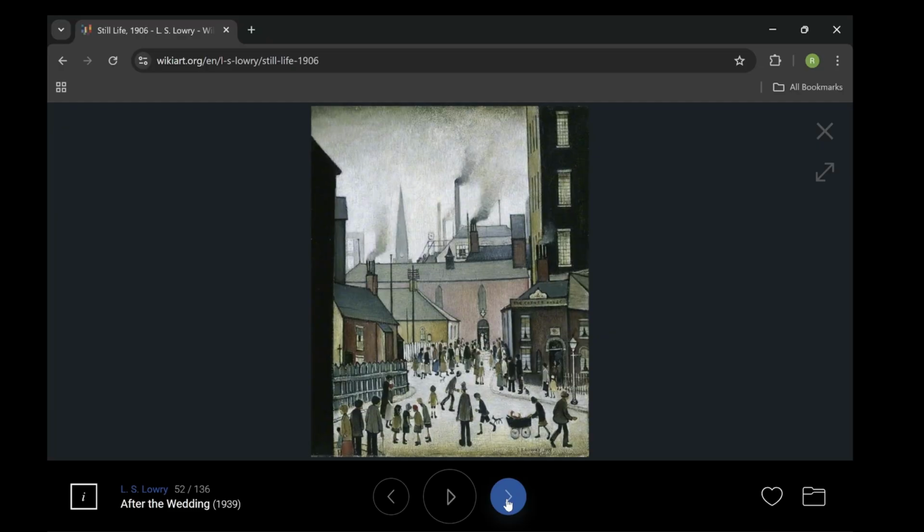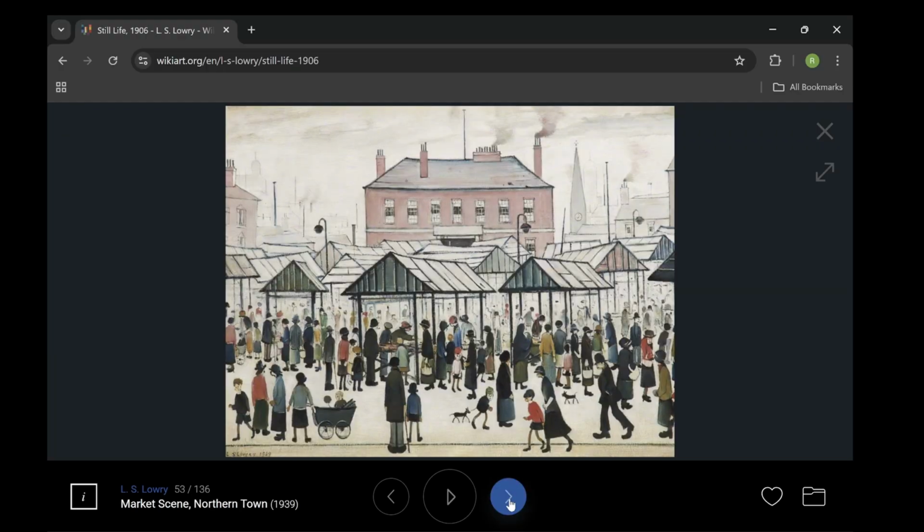52, after the wedding. Wedding here, just another day-to-day scene. Market scene, Northern Town. More of the same, but the perspective and the twist and the angles, the way the market stalls are all shifted, one on top of the other, and then pushing back. And then what might be like a town hall or something in the background there. Church again, little clock. Heading off up the hill there, into the back. Lots of people. Let's see what they're doing.